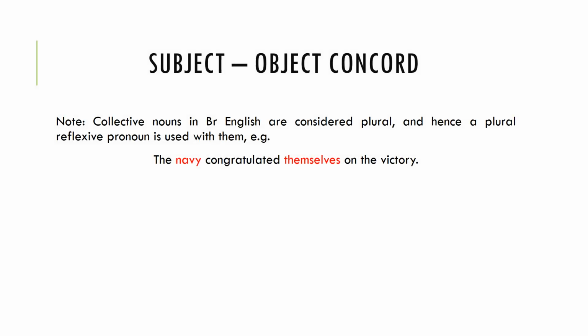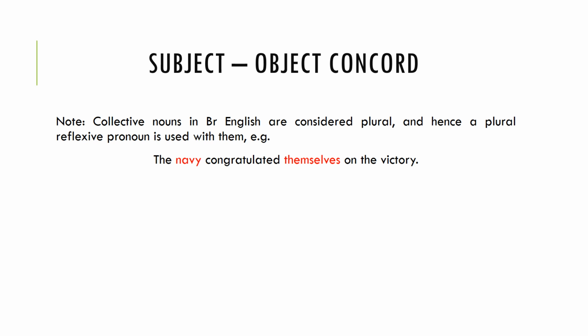Another problem that we may face with the subject-object concord is when your subject has the form of a collective noun. As you remember, we explained previously that the treatment of collective nouns differs from American English to British English. So when a collective noun comes in the position of a subject, you have to choose a suitable reflexive pronoun that refers back to the subject, according to which type of English you are using.